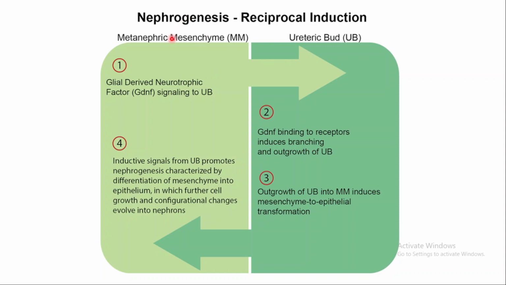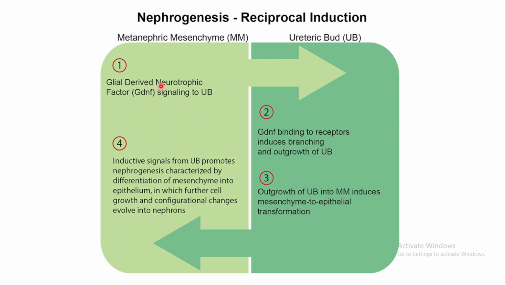So the metanephric mesenchyme is the underlying mesenchyme. It will secrete some factors like glial-derived neurotropic factor, signaling to the ureteric bud. Ureteric bud is the underlying tissue. So once the metanephric mesenchyme signals the ureteric bud, GDNF, glial-derived neurotropic factor, binds to receptors inducing branching and outgrowth of ureteric bud.